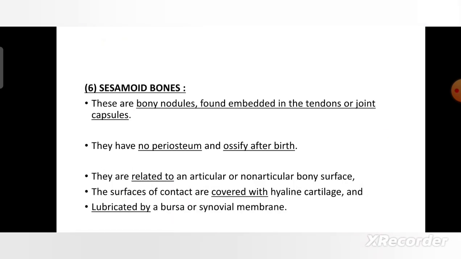Next are the sesamoid bones. These are bony nodules found embedded in the tendons or ligament or joint capsules. They have no periosteum and ossify after birth. They are related to articular or non-articular bony surfaces. The surfaces of contact are covered with hyaline cartilage and lubricated by the bursa or synovial membrane.